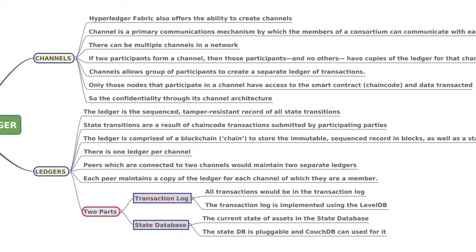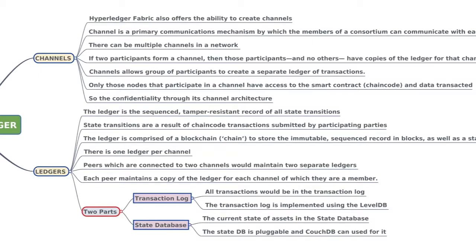Now the ledger has two parts, one is the transaction log and one is the state database. In the transaction log, all the transactions which have been done are recorded. The transaction log is implemented using LevelDB, where you cannot do the usual CRUD operations, you can basically only read it.